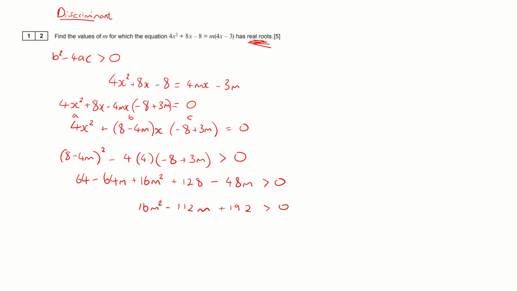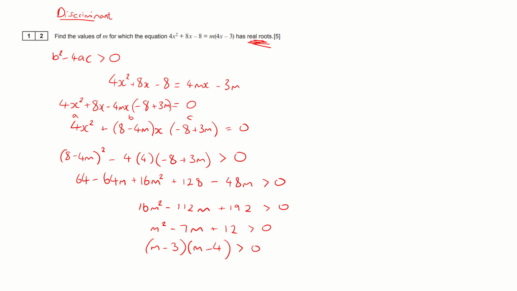Yeah, 16 does work. So if I divide through by 16, you end up with m squared minus 7m plus 12 is greater than 0. Now, here you have a quadratic. Now, what's the values of m? Not quite done yet. I'm going to factorize this. So if you factorize it, it's m minus 3, m minus 4, greater than 0.